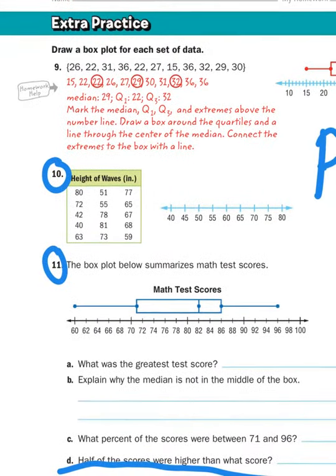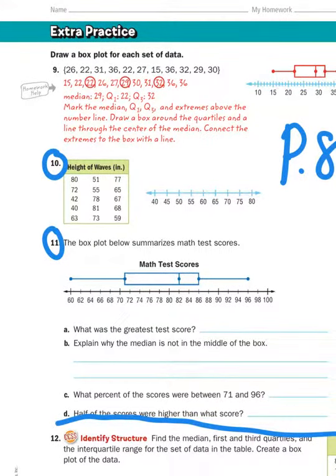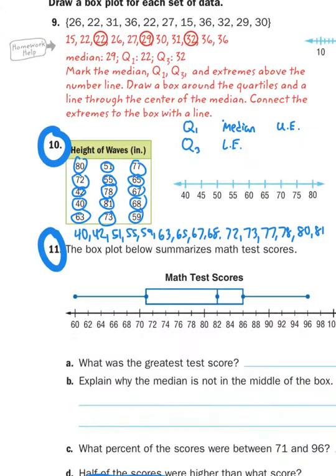So the first thing I'm going to do to draw a box plot is I have to put these numbers in least to greatest order. So I'll pause and do that. Okay, so I have all of my numbers in least to greatest order here. And I have my 5 data points listed. The Q1, Q3, median, lower extreme, or the minimum, upper extreme, or the maximum. So I'm going to start by finding those.